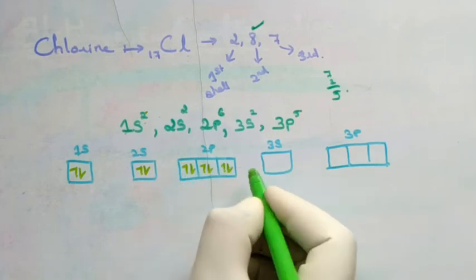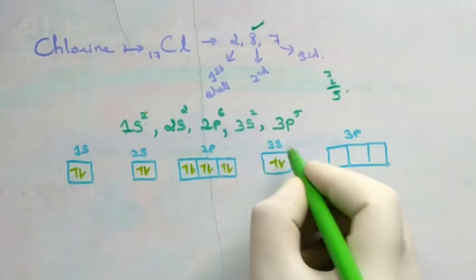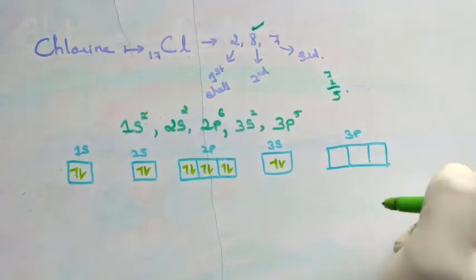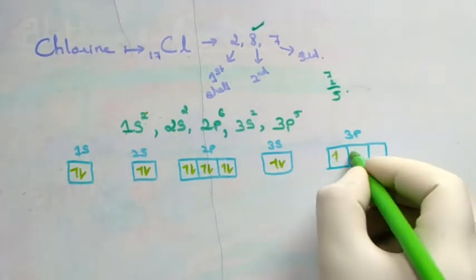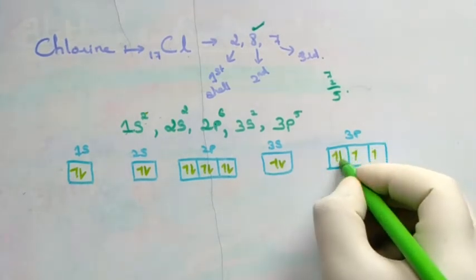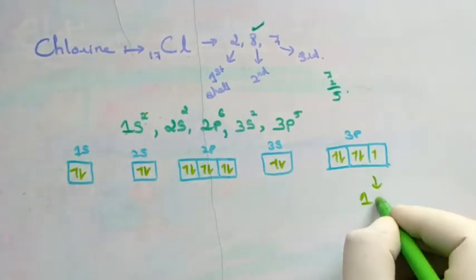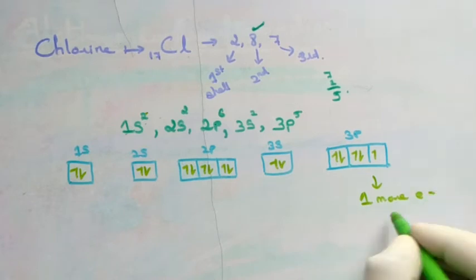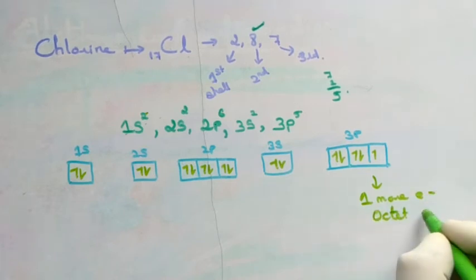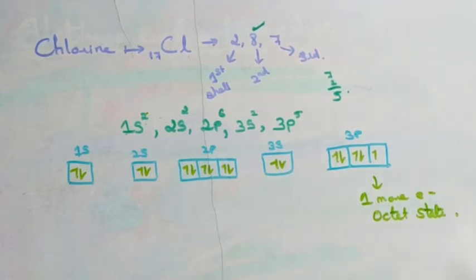The correct way of writing electronic configuration is this only. In 3s also 2 electrons. In 3p, as in carbon, we should write like this only, because the electrons like to occupy without pairing. So that's why we are saying that chlorine needs one more electron to attain the octet state, because in 3p there is only one electron in the last orbital.